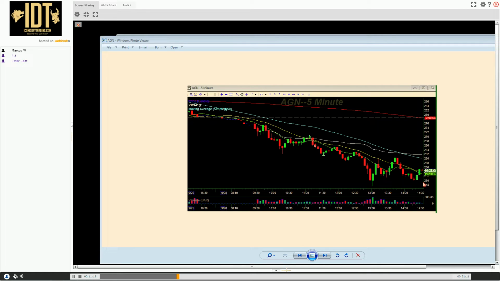Okay, this went from 256 down to 248. And it's a simple trend line break. That's all it is. Okay? And again, all of this action is under the moving averages and under VWAP. It has to take place under VWAP and under your moving averages.